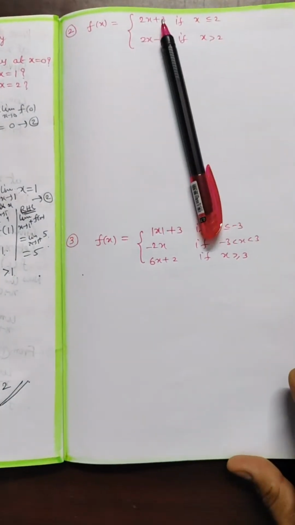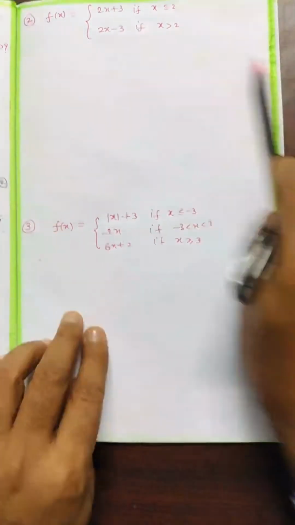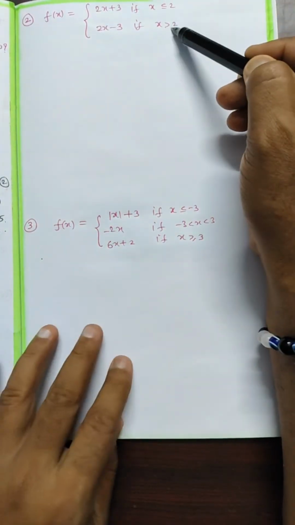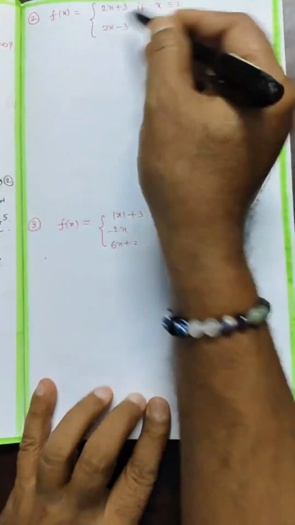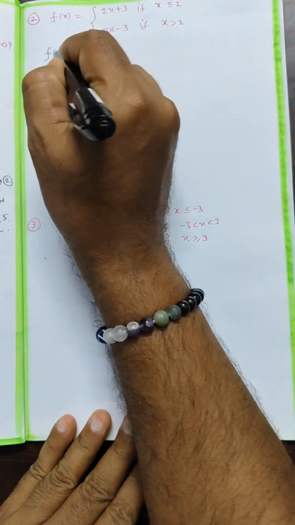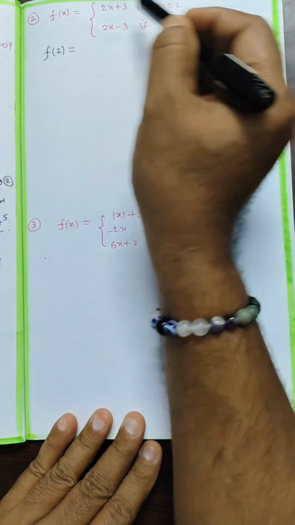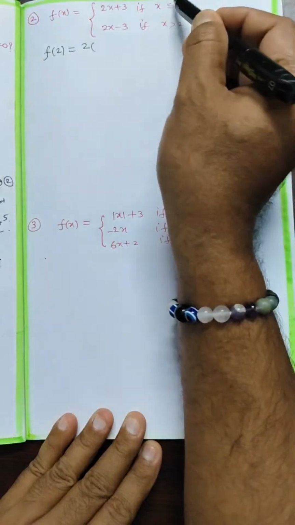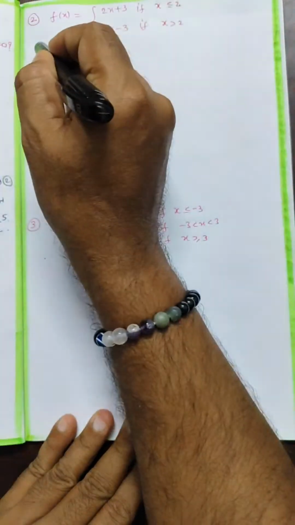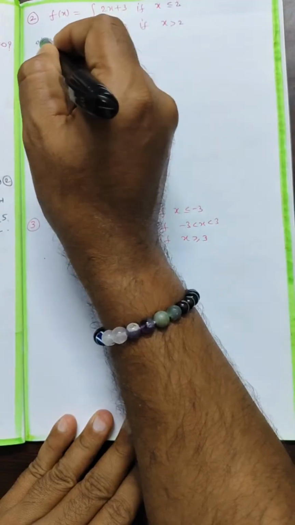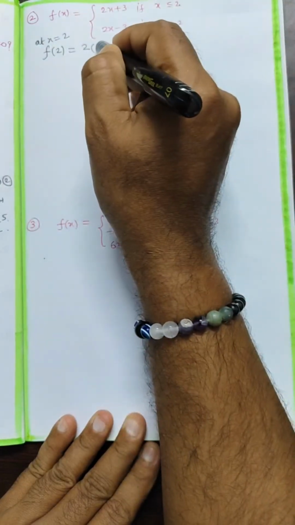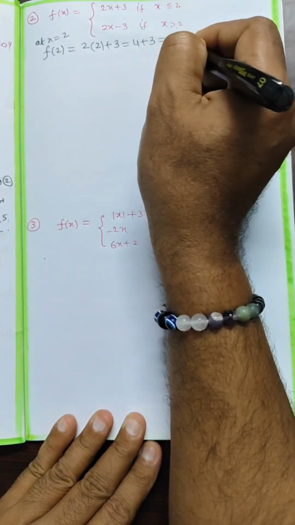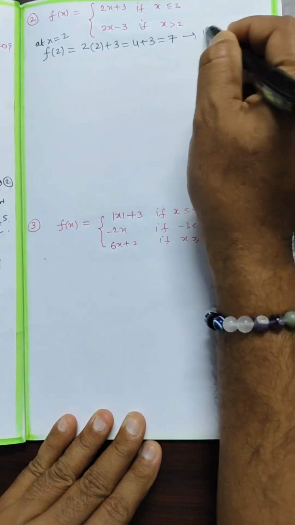Now come to question number 2. In question number 2, they are asking to verify at x is equal to 2, left and right. So for the given function, we calculate f of 2, the function value at x is equal to 2. 2x plus 3 applies for x less than or equal to 2, no? So at x is equal to 2, f of 2 means 2 into 2 plus 3, 4 plus 3, which is equal to 7. Equation number 1, dear students.